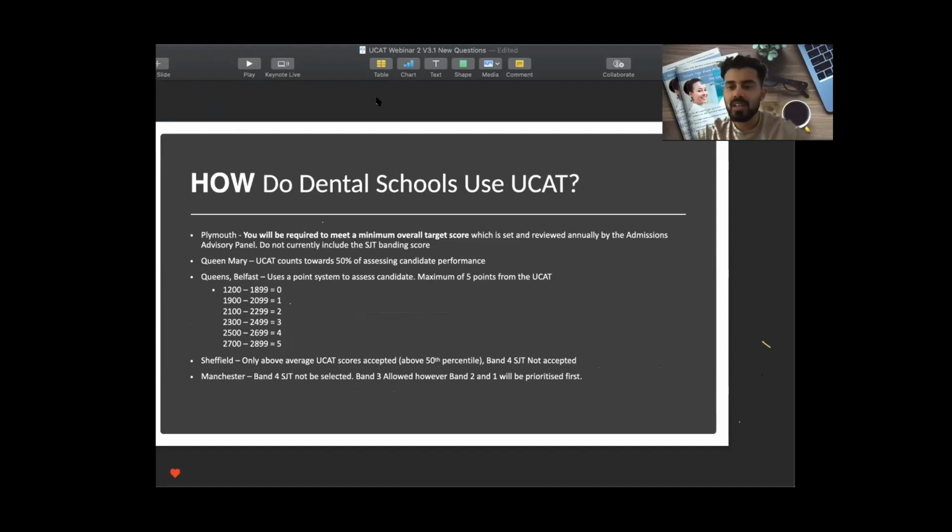That's really useful. We've had a question about, do I need to get 700 plus in the UCAT to gain entry? I think I'm going to direct that question to Krista.